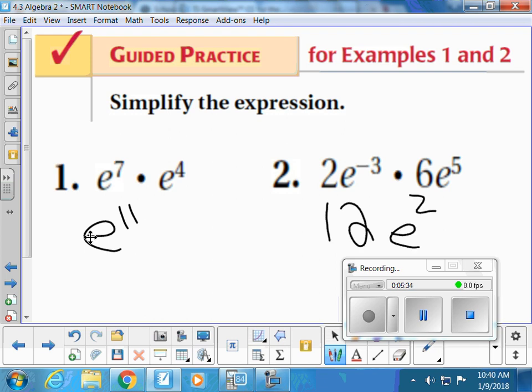Any questions on those two? What did you say? The 12 came from the 6 times 2. Okay.